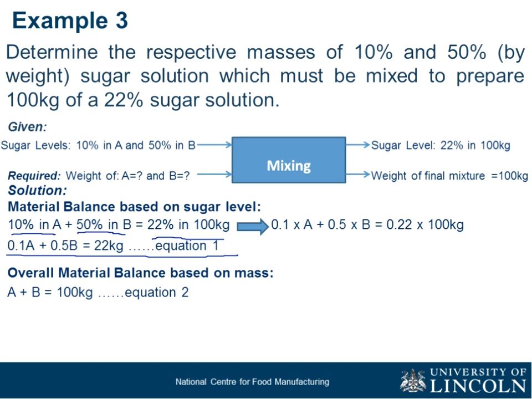So here, I have A plus B equals 100. That is the overall material balance, and I call that equation 2. We have the sugar level equation. The sugar level equation is 10% of A is sugar, 50% of B is also sugar, and 22% of the product is also sugar. Now we have two equations and two unknowns. The question now is, how do we solve them?